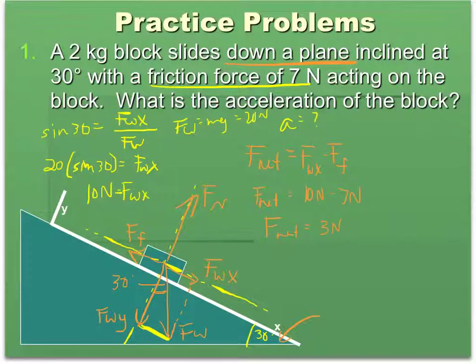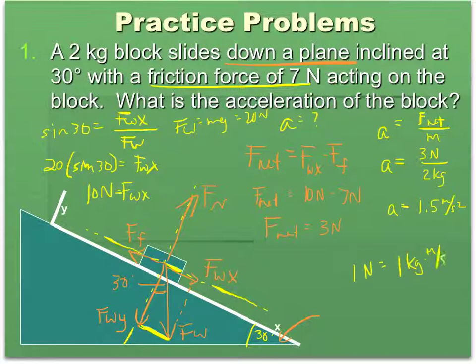So that F net of 3 newtons is what causes my acceleration. Now I can plug that into A equals F net over M. Okay, and it's just a matter of plug and chug. 3 newtons divided by a mass of 2 kilograms, and that is going to give me 1.5 meters per second squared. Now again, remember, I can get meters per second squared because I know that 1 newton is equal to 1 kilogram times a meter per second squared. So if I plug this whole thing in on the top right here, the kilograms would cancel out, and it would leave me with just meters per second squared.